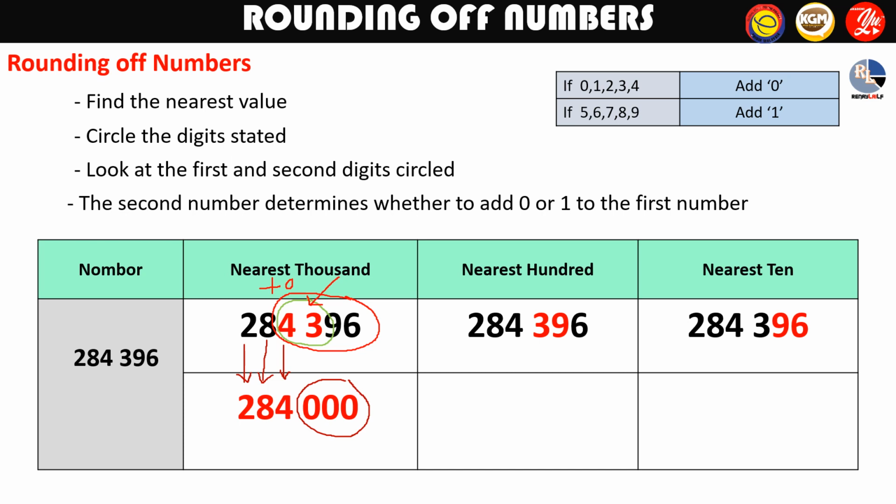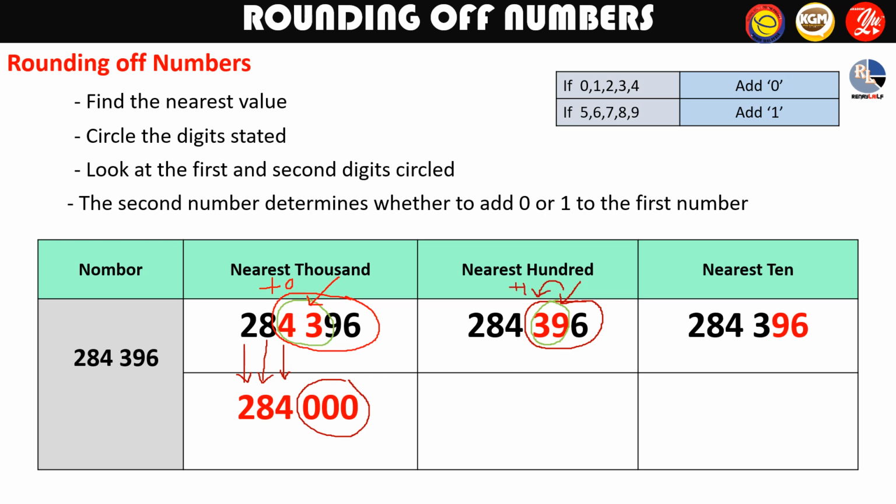Alright, let's look at nearest 100. Which number is at the place value of hundreds? Yes, 3. So we're going to circle the 3 digits. Then we're going to circle the first 2 digits. Now we're going to look at the second digit, which is 9. 9 is 5 or more. So we're going to add 1 to 3.